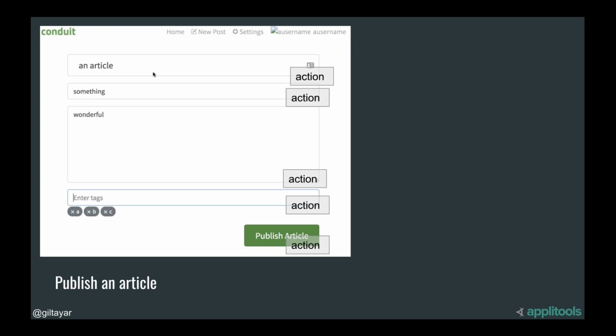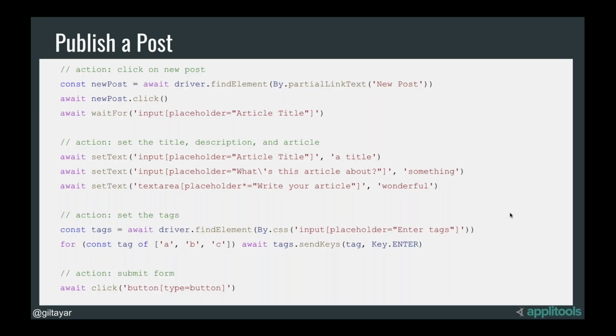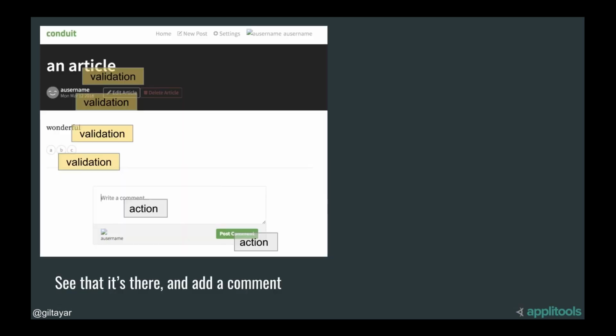So we have an action that sets the article name, the article text, and the tags, and then clicks on the article button. These are all actions, and we've seen how actions are implemented. So this is the published post. I won't delve on it too much. We click on the new post, and then we set the text, and then finally click on the submit button. And again, we reach the article page.